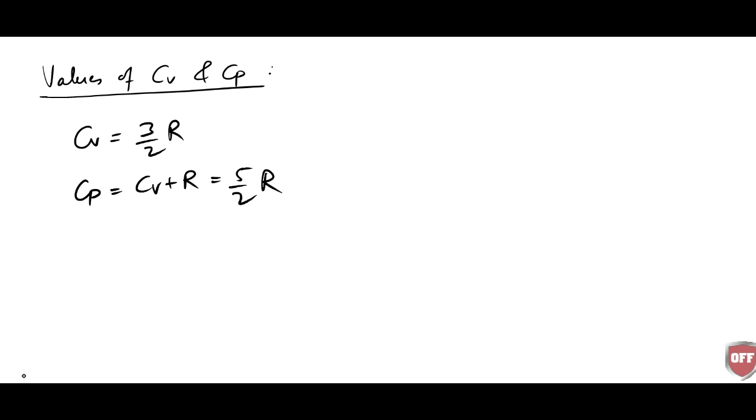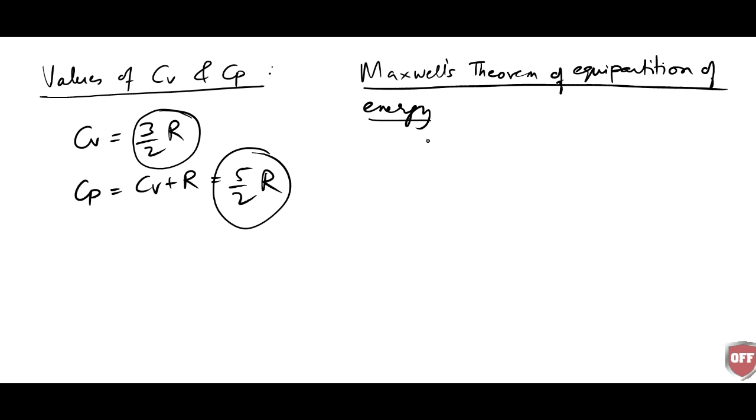In this part of the chapter, we are actually going to derive why you get fixed values of Cv and Cp depending on whether the gas is monatomic or diatomic and so on. And the basis of the derivation is a theorem which we will not prove. It's called Maxwell's law or Maxwell's theorem of equipartition of energy.